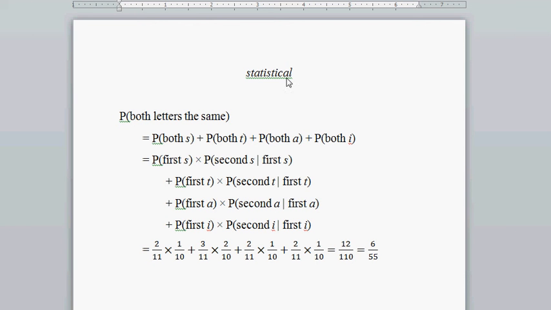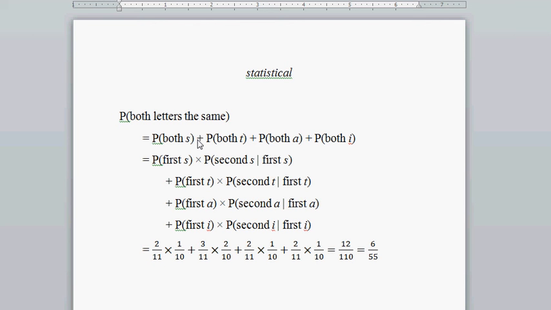Well, to do this, first we observe that if they're both the same, then either they're both S's, or they're both T's, or they're both A's, or they're both I's. Those are the only ways that you can have two letters that are the same if you're drawing without replacement, because there's two S's, three T's, two A's, and two I's in the word statistical. Obviously, the C and the L are not repeated.